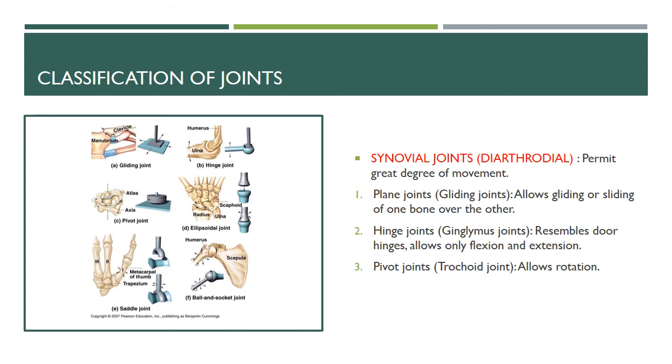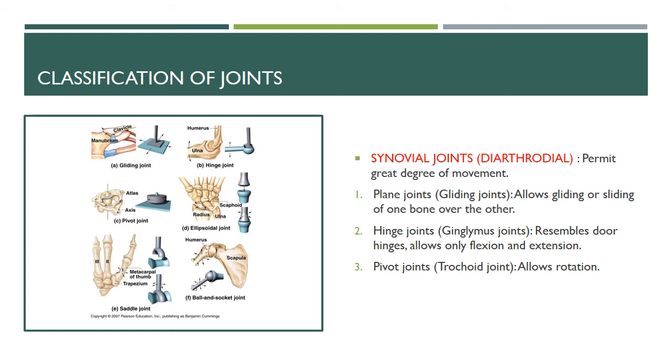Then pivot joint. Pivot joint is formed when a process from one bone is surrounded by a ring of another bone. For example, the second cervical vertebra, called the axis, has a long process called the dens that pokes through the foramen of the first cervical vertebra called the atlas.